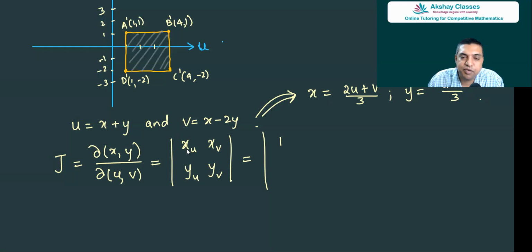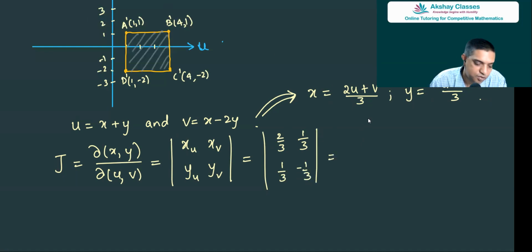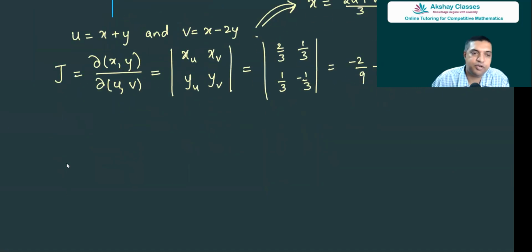So we need partial derivative of x with respect to u. So that is equal to 2 by 3. Partial derivative of x with respect to v is 1 by 3. Partial derivative of y with respect to u is 1 by 3. With respect to v is minus 1 by 3. So the value we get is minus 2 upon 9 minus 1 upon 9. That is minus 3 upon 9. That is minus 1 by 3. However, we have to take the modulus.